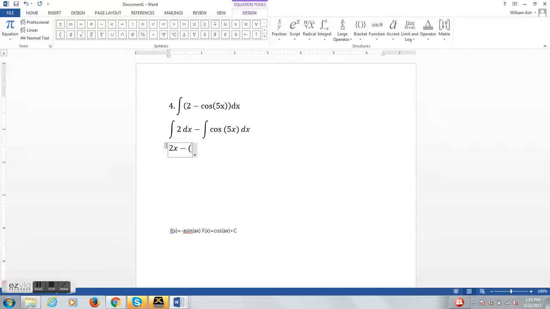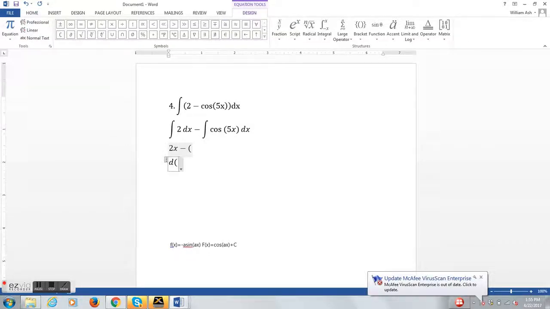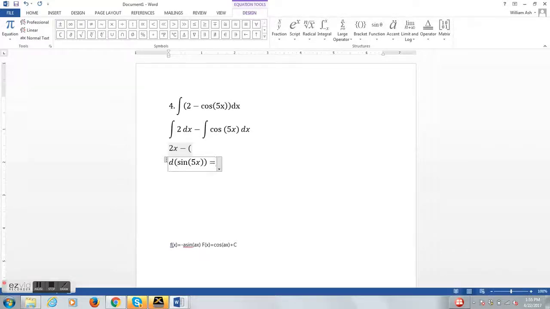Now here you have to think about things. The first bit I think of is the derivative of sine 5x, because we agree that bit should be there, since the derivative of sine is going to be cosine. So if I wrote this, it would be cosine 5x times 5, from the chain rule.